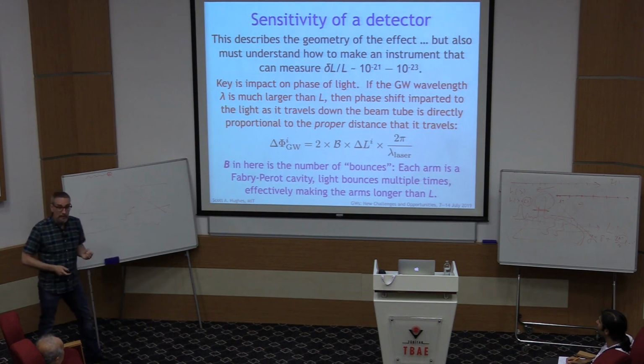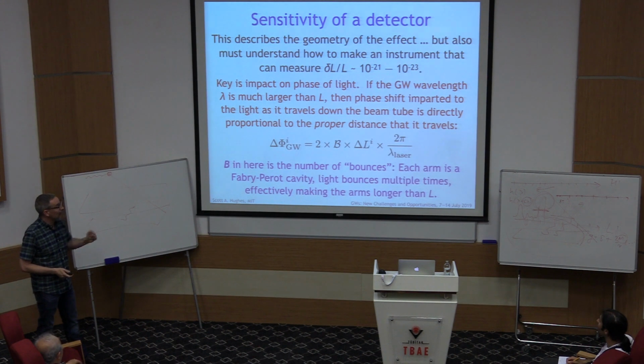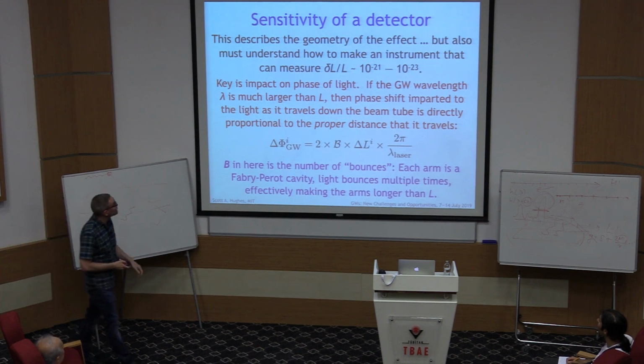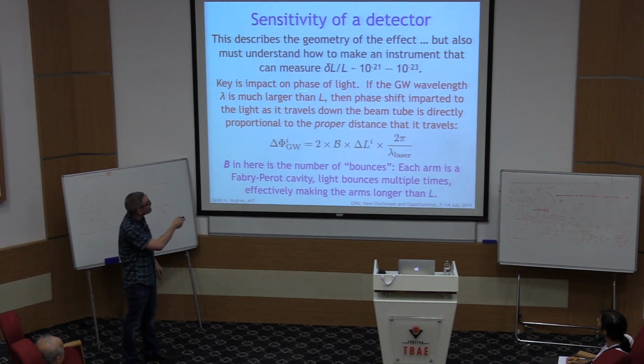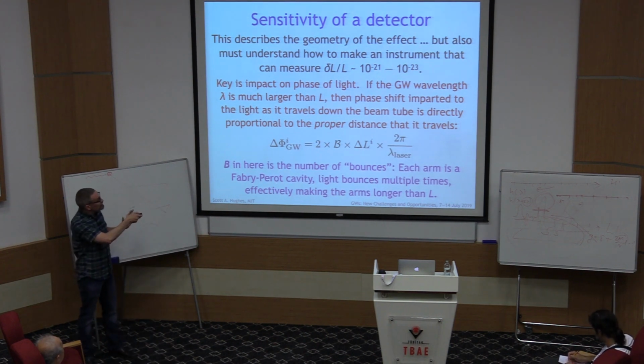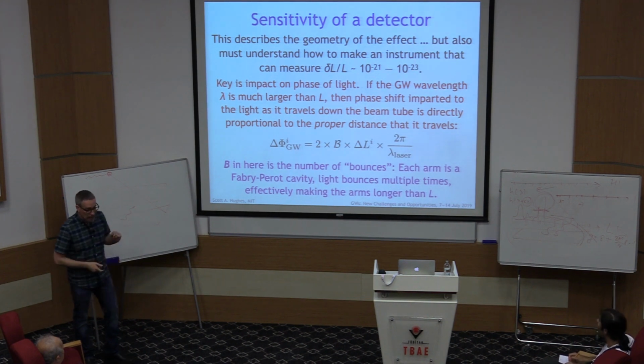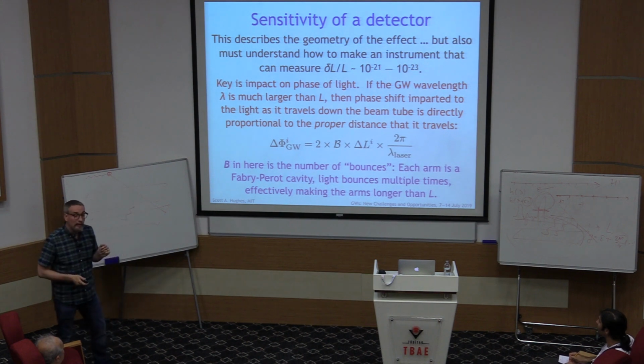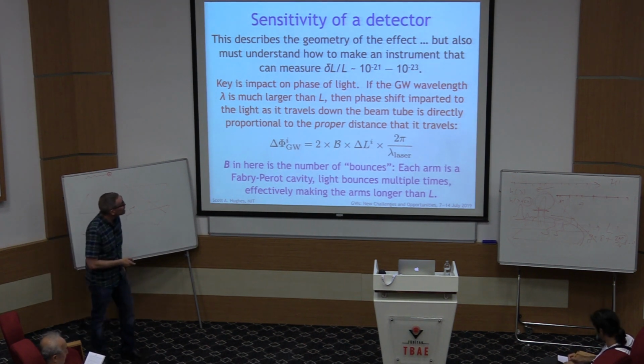The way we do this, and again, Nergis Mavalvala will go into this in a lot more detail, but I can give you the basics, is we are looking for the impact that it has on the phase of light. It's important to note that what I'm about to say really only holds when the gravitational wavelength is much larger than the length. Badri included in his talk a formula that does not have that restriction put into it. For developing the intuition, though, I will keep this condition imposed.